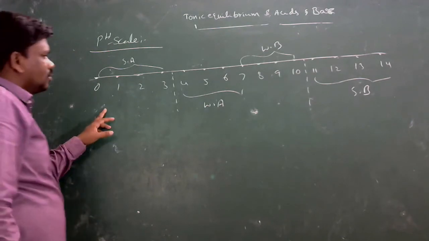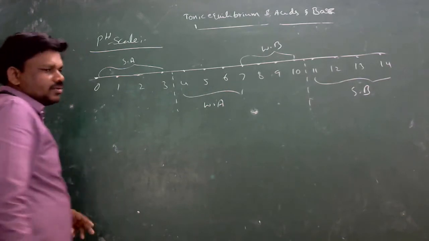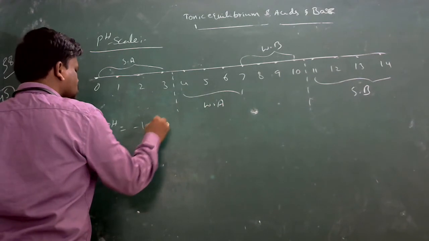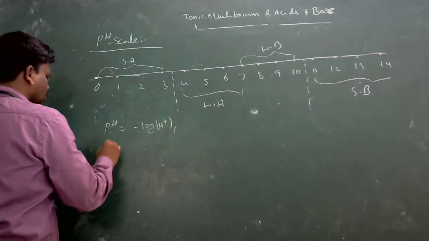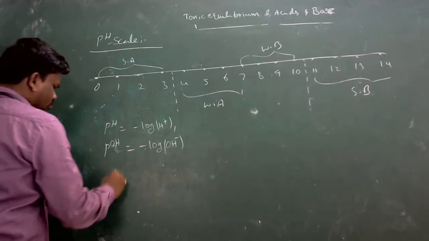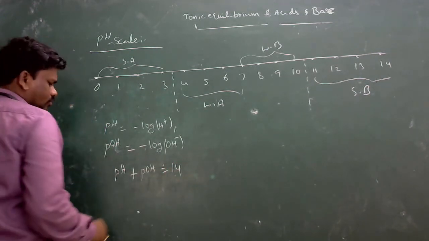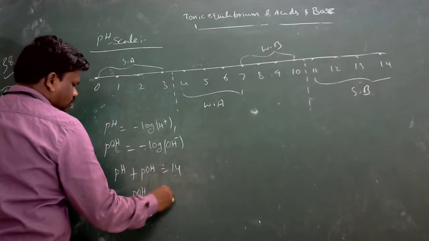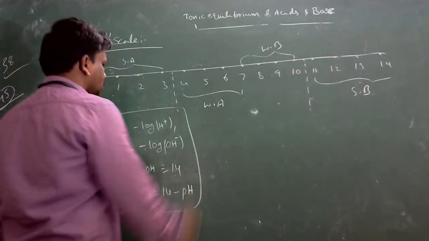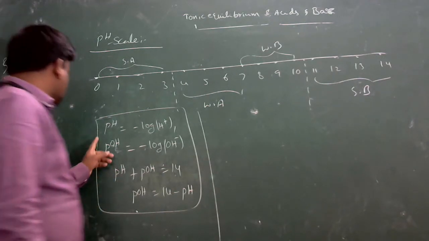Next, here are some important problems in pH. Generally, pH equals minus log H plus, and pOH equals minus log OH minus. pH plus pOH equals 14, or pOH equals 14 minus pH. Some important problems in calculating the pH and pOH.